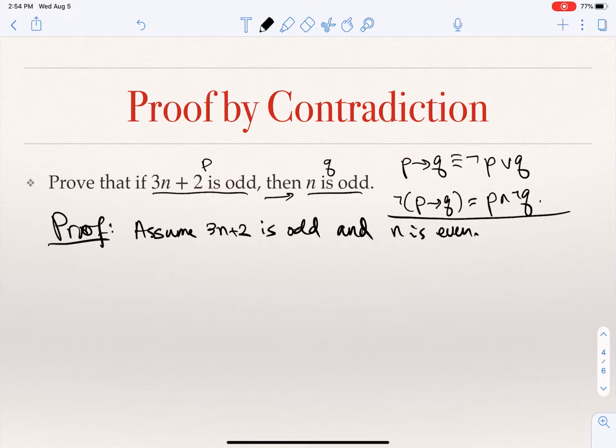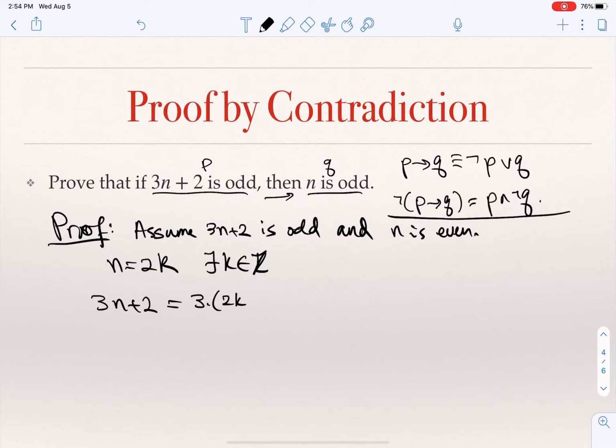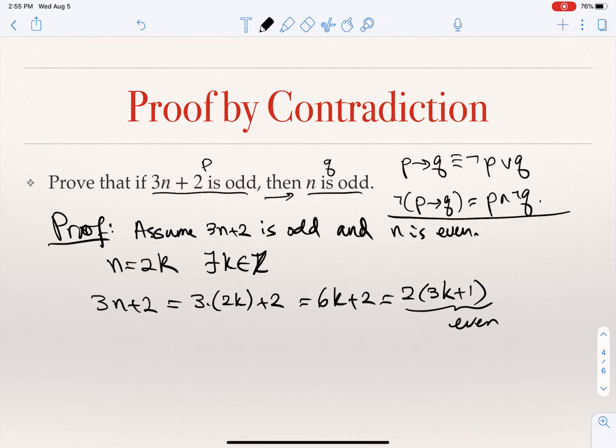So if 3n plus 2 is odd and n is even, then n equals 2k for some integer k. If n is 2k, then 3n plus 2 is 3 times 2k plus 2, which is 6k plus 2, which is 2 times (3k plus 1). But this number here is even. So now we have reached a contradiction.